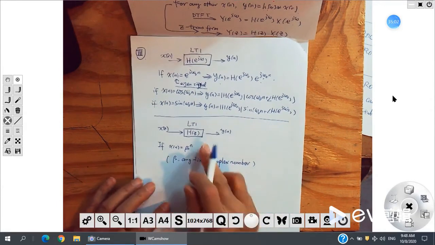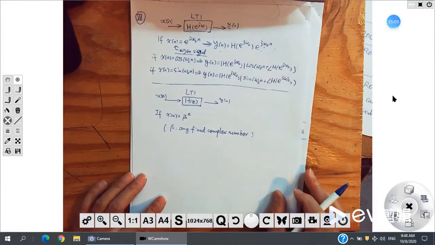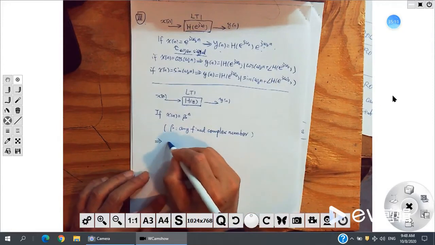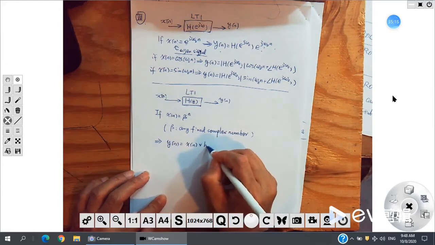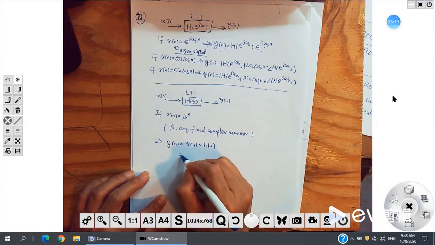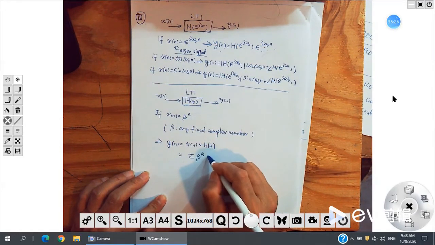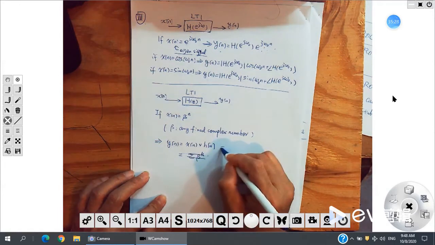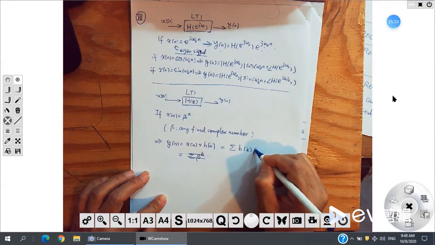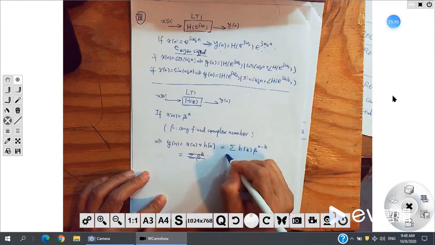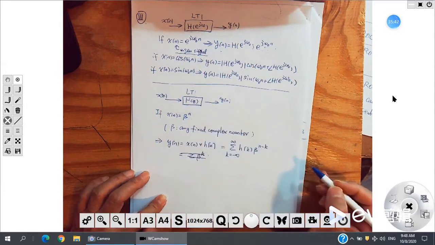Then what will be the output? Then we have y of n. It is the input convolved with the impulse response, which will be the summation of h of k times x of n minus k. So it's beta to the n minus k, and k runs from negative to positive infinity.